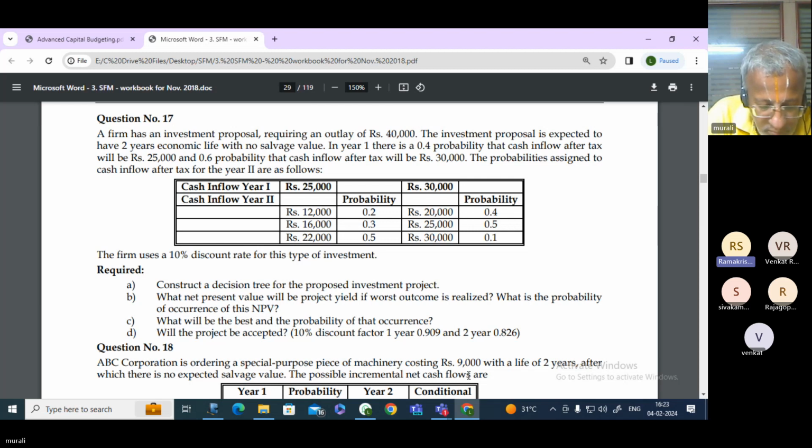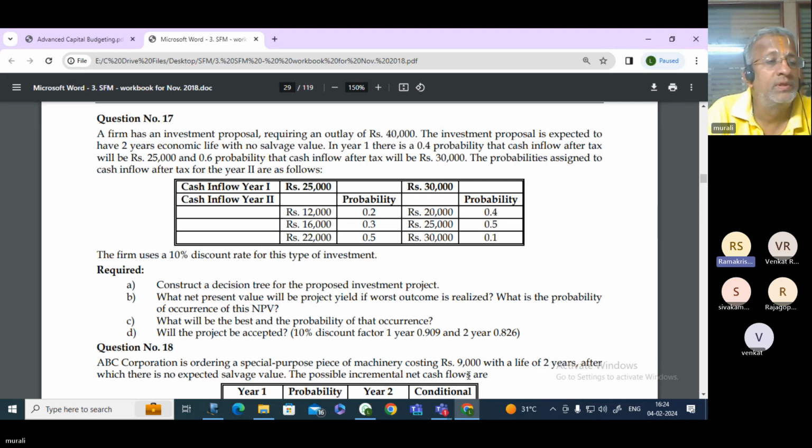What will be the net present value of the project if the worst outcome is realized? What is the probability of occurrence of this NPV? What would be the best and the probability of its occurrence? Will the project be accepted? The 10% discount factor for 1 year and 2 years, they've given us.